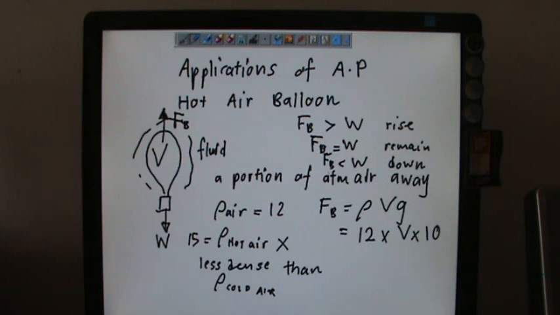So you can control the amount of air inside the balloon to control the volume. Okay, you can make the balloon bigger, you can make the balloon smaller. Another factor is that the hot air inside is less dense than the cold air outside. So less dense air will actually help the balloon to go up even more.